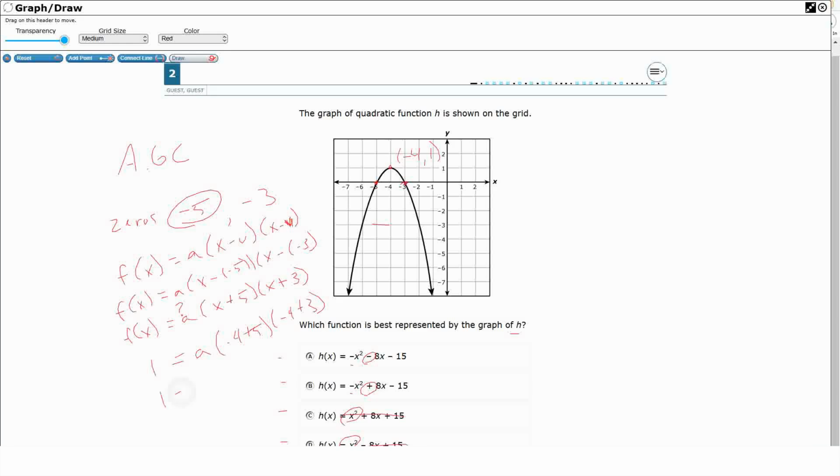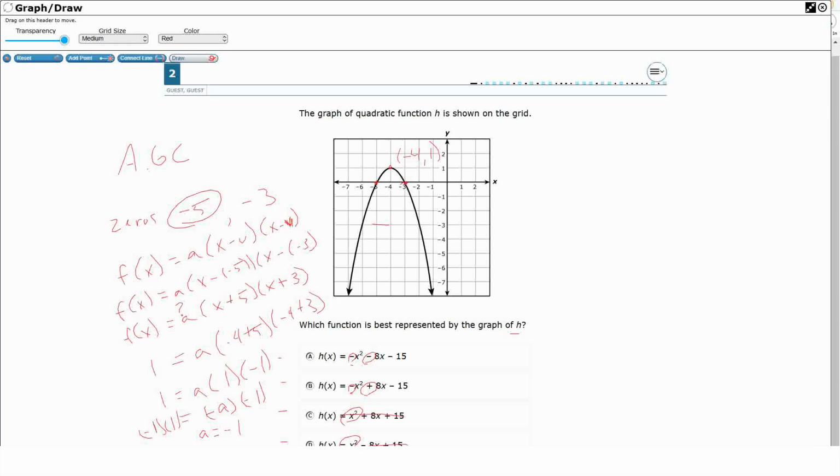All right, so now we can simplify. 1 equals a times -4 plus 5 is 1. -4 plus 3 is -1. So a times 1 times -1 is going to be 1 equals -a. I don't want a negative a, so I'm going to just multiply both sides by -1. I want a positive a, and guess what I get? A equals -1. So that's how we know right here that we've got that negative right there.